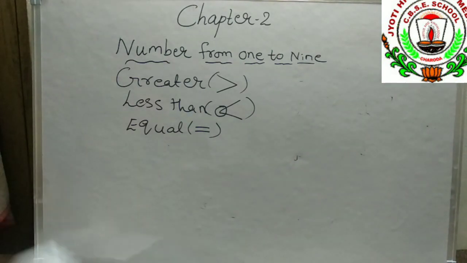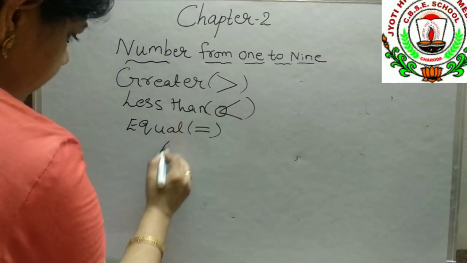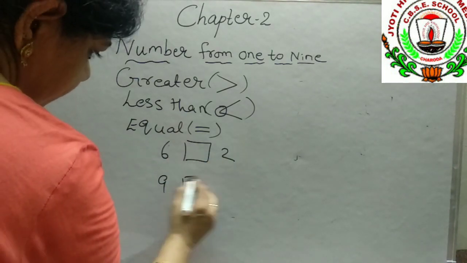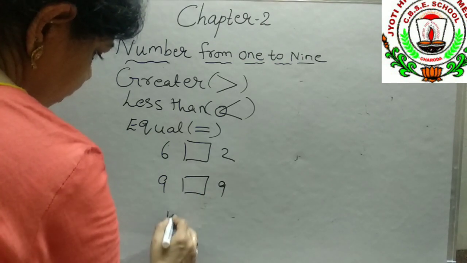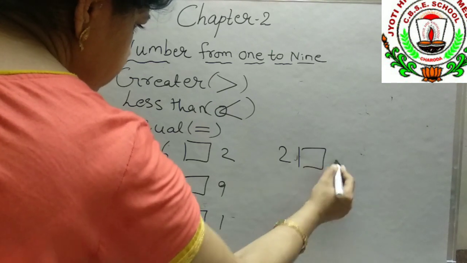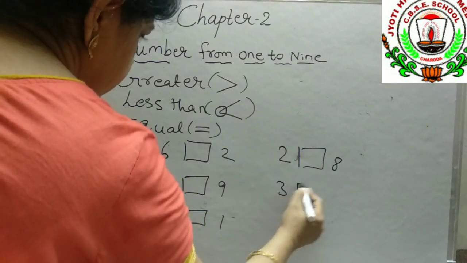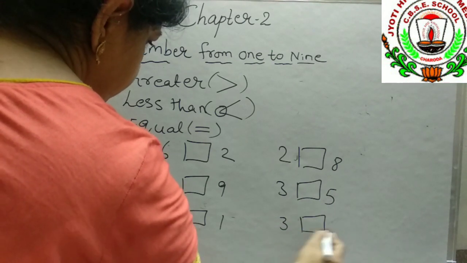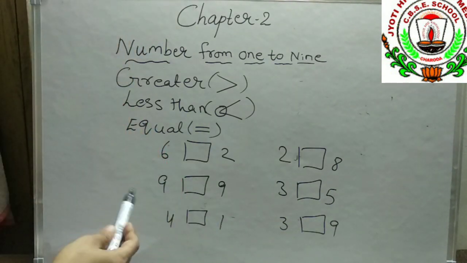Compare the numbers by putting the sign. Suppose I am taking some numbers: 9 and 9, 4 and 1, 2 and 8. Now first is 6 and 2. Which is more? 6 is more or 2 is more?